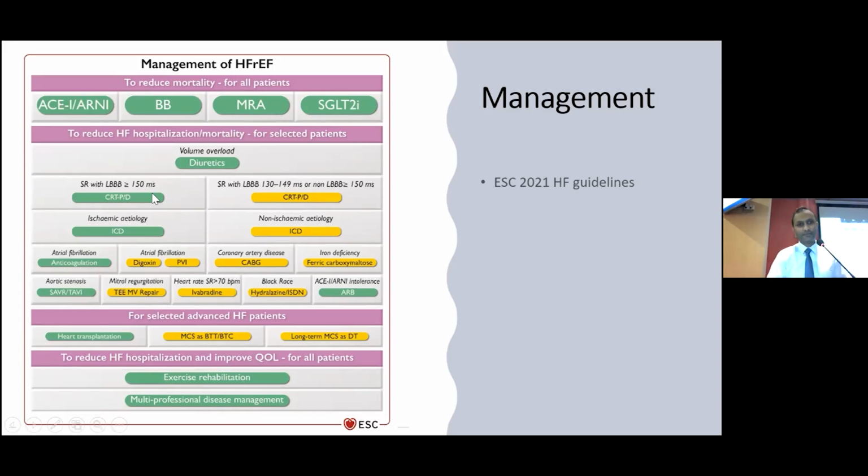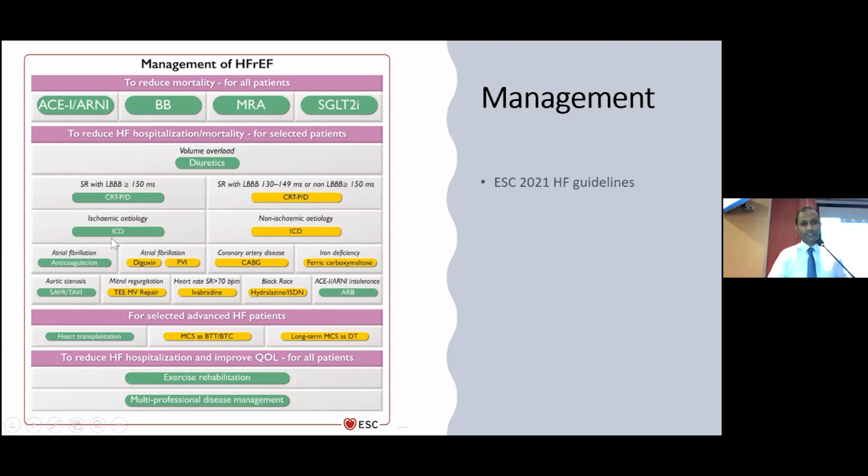If the patient has LBBB and the QRS is widened, there's a place for CRT, but the trend now is towards left His bundle pacing and left bundle pacing, which still have to come into the guidelines. If the patient is not LBBB but the QRS is more than 130, there is still a place for CRT, but the class of recommendation is lower. And if the patient's EF is less than 35, you can consider ICD after optimal medical therapy for 3 months, and in ischemic patients it's a class 1A recommendation.